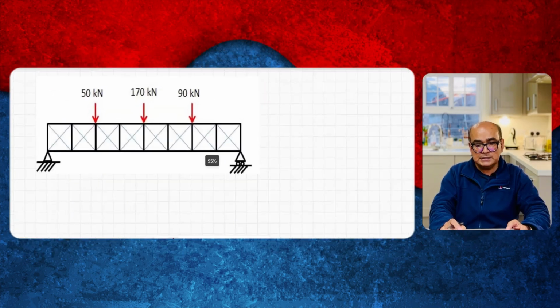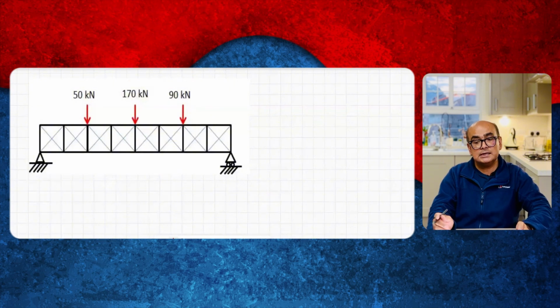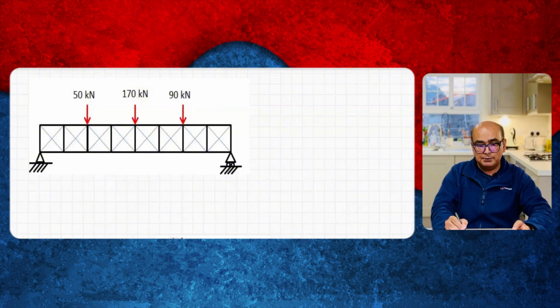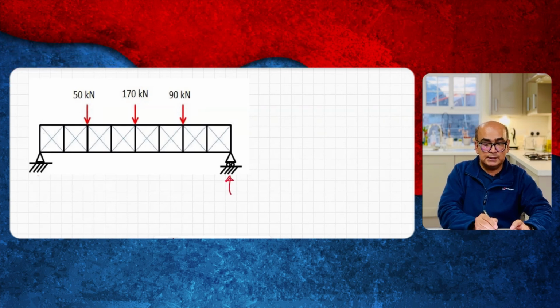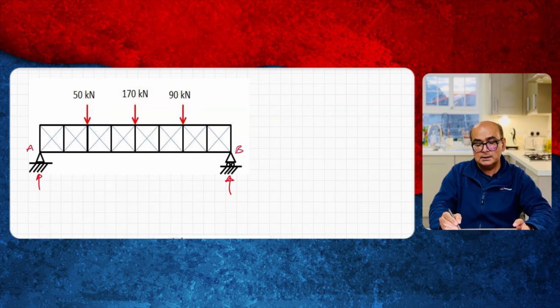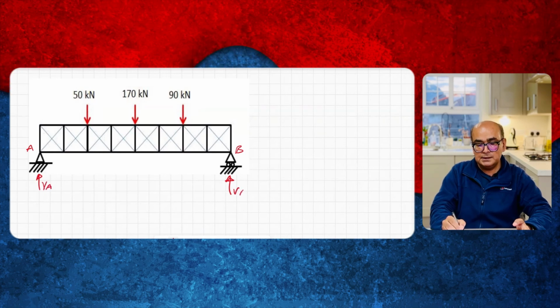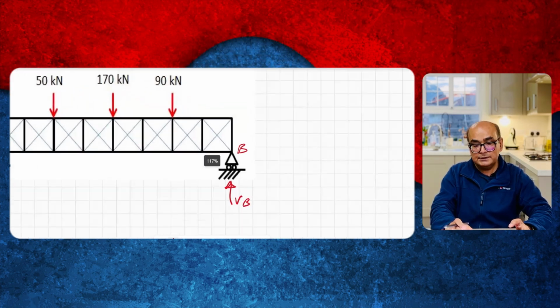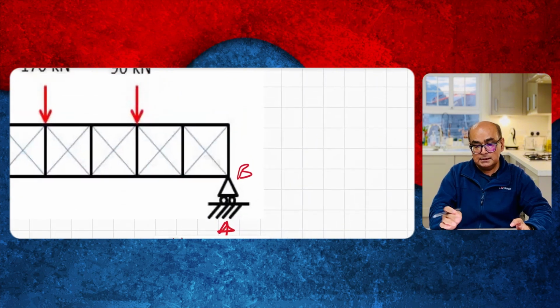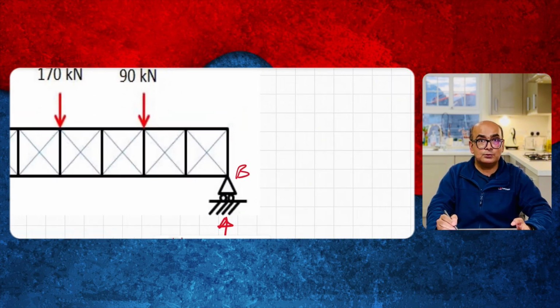First, we have to establish which diagonals are taking tension and which diagonals are taking compression. Now the information that we have is just reactions. So reactions are going to be upwards. If I call this point A and this point B, I have VA and I have VB over here. And if I zoom this bit in, as we have a roller support over here, there won't be any horizontal reaction.